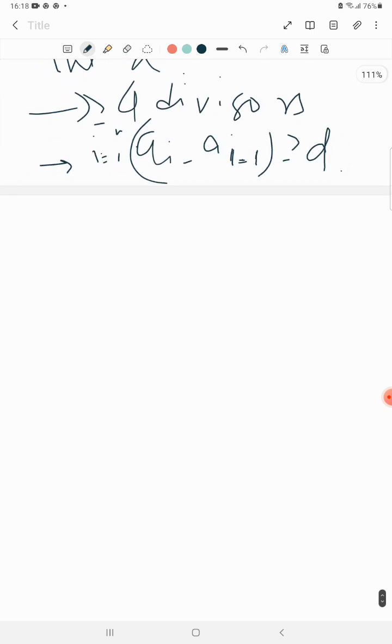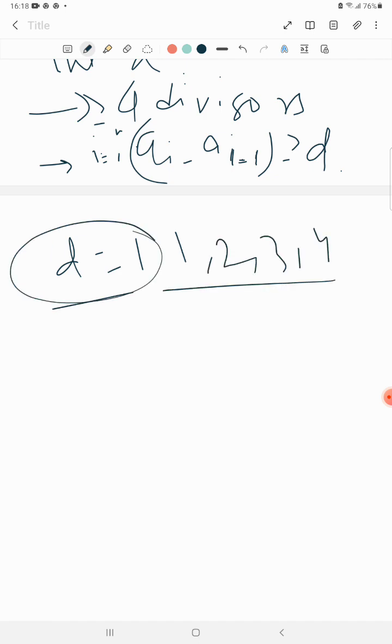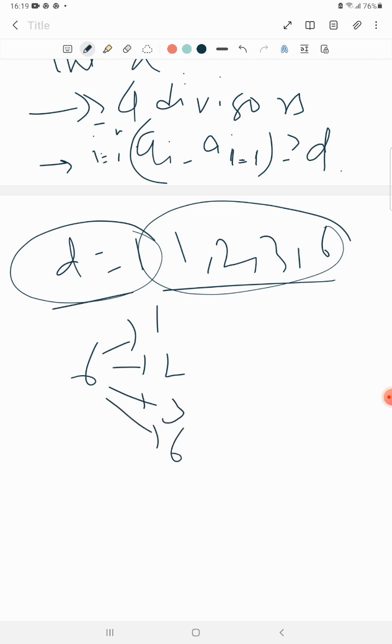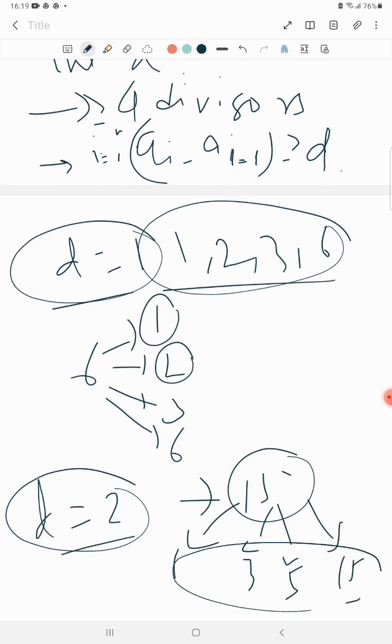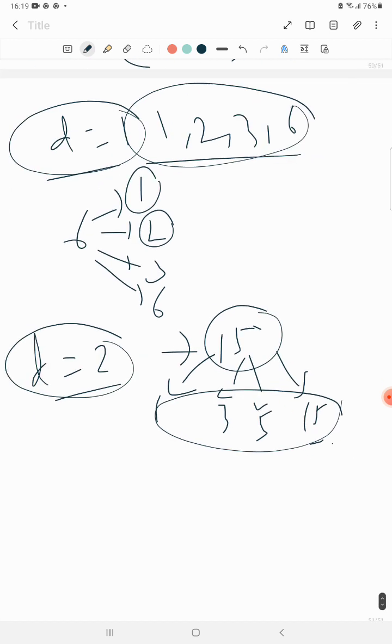But okay, so the test cases are given here. First it says d equal to 1. For d equal to 1 you can simply choose 1, 2, 3 and 6. So 6 will have four factors: 1, 2, 3 and 6, and clearly the difference is at least 1, which is satisfied. The next test case is for d equal to 2. For d equal to 2 the answer is 15, using the fact that 1, 3, 5 and 15 are its divisors. So you get this particular number, and this is the smallest integer that satisfies all those conditions.